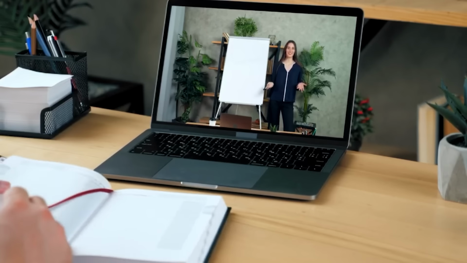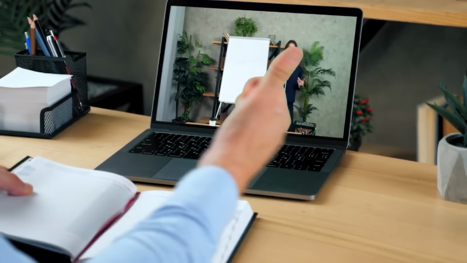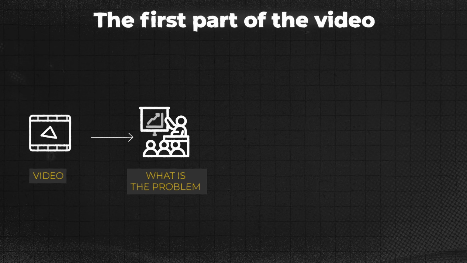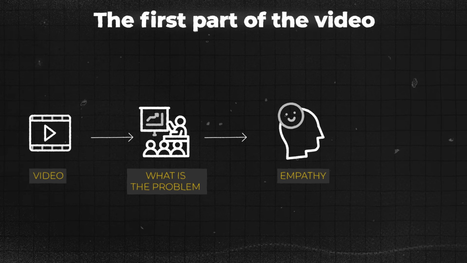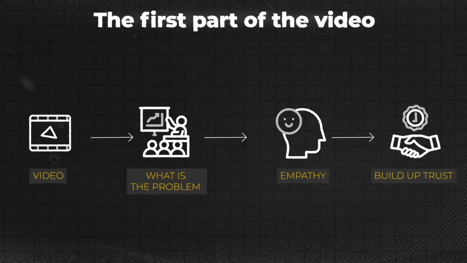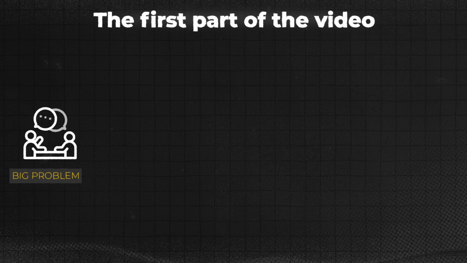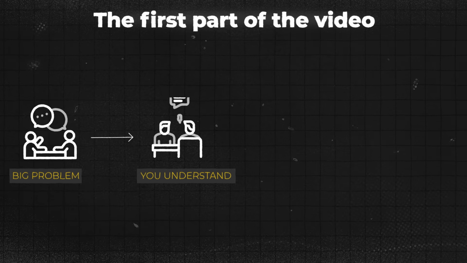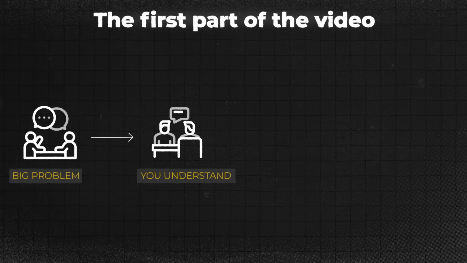Now, with this video, it's important to be educational. You want to actually provide some value to them and actually show them and tell them what is the problem that they're experiencing. So that's the first part of the video. And this helps to build up some empathy and show that you actually do understand their problem, which will help build up trust later on in the video when you talk about how you can help them. But the first part is talking about that big problem and sort of getting them to understand that you understand the pain points that they are going through.